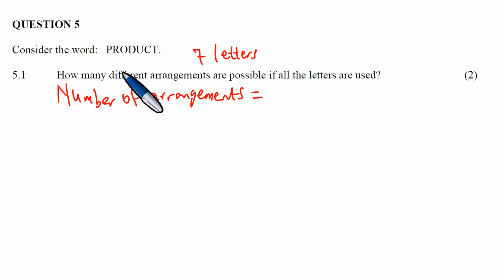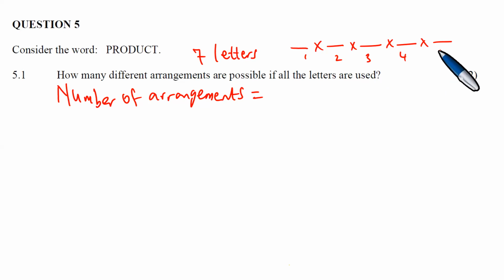Dealing with 7 letters, we want to make a choice of the first letter. If we want to arrange them, we arrange them like this: one, two, three, four, five, six, seven. We have 7 slots, 7 blanks. I'm trying to teach this a little so you can understand the basics of counting and how we do arrangements in mathematics. There are a total of 7 letters, and we ask ourselves: how many different arrangements are there?